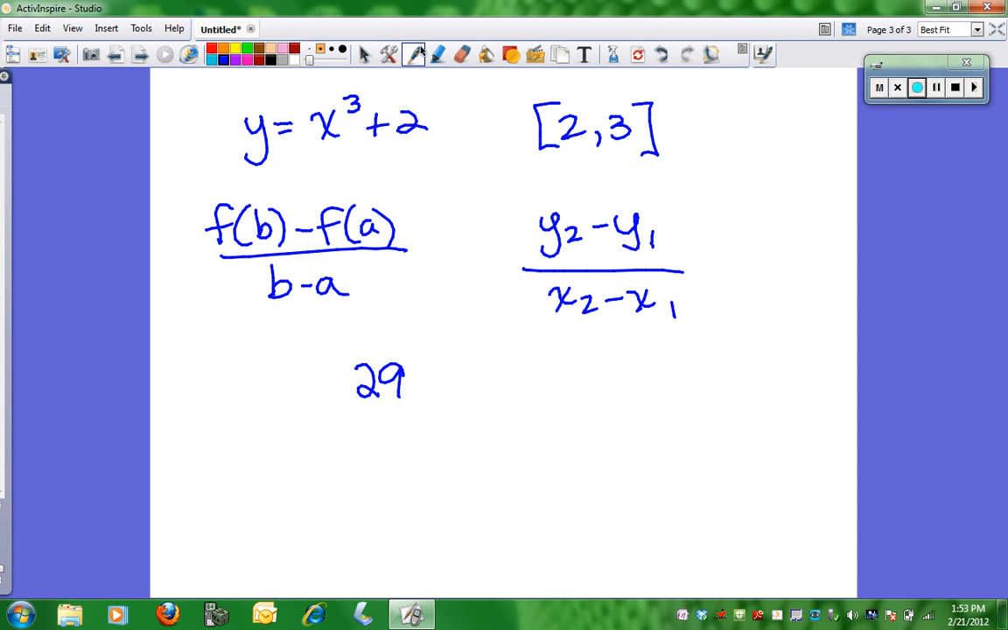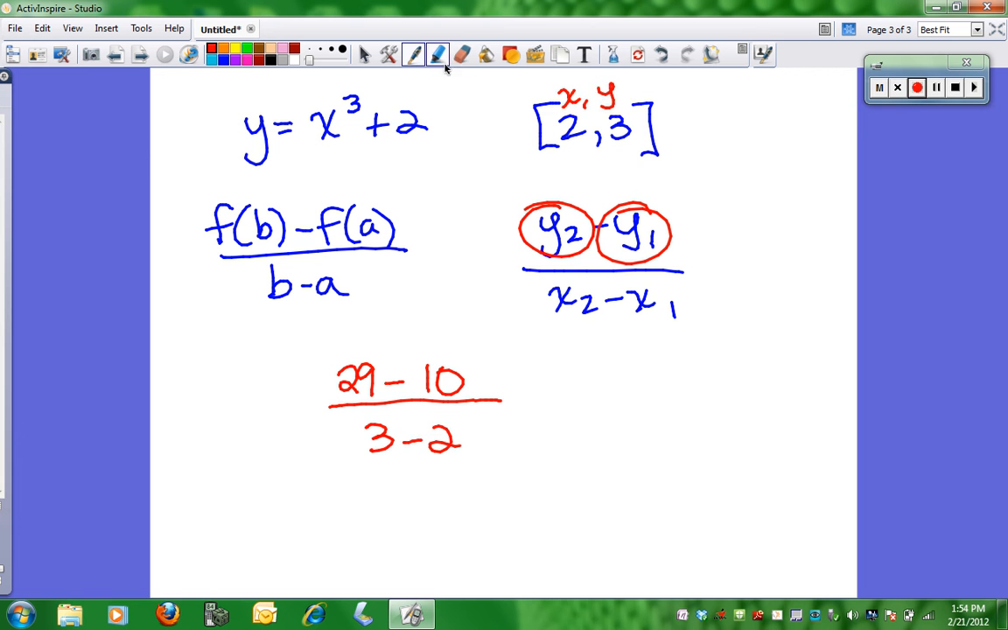So that's 29. I'm going to do a different color, we'll do it in red. 29 minus, so that's my y sub 2. Y sub 1 is plugging 2 in there. 2 times 2 is 4, 2 4s are 8, plus 2 is 10. That's my y1. Over, very simply, 3 minus 2. That's my x2, and this would be my x1.